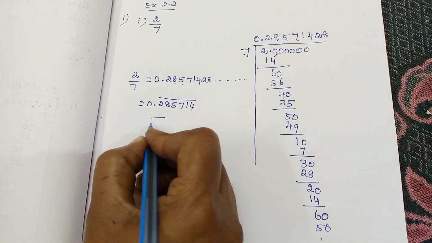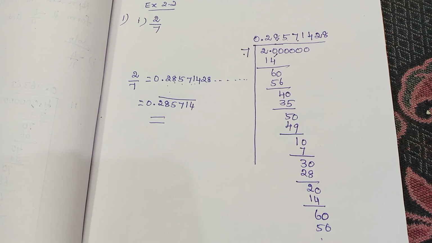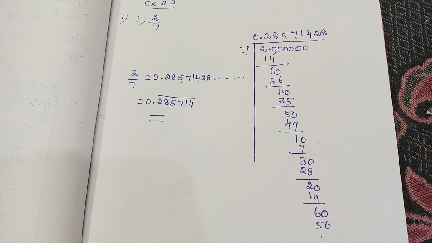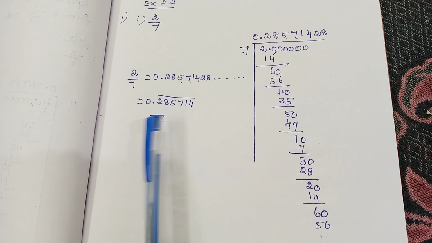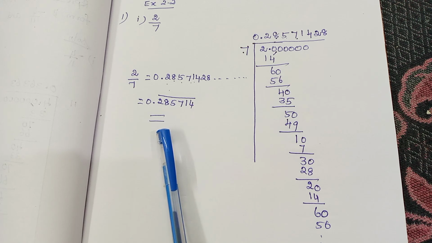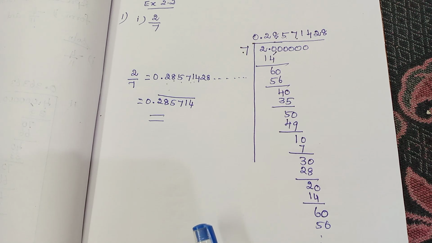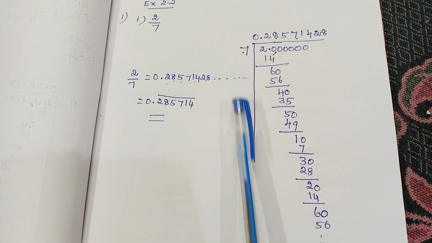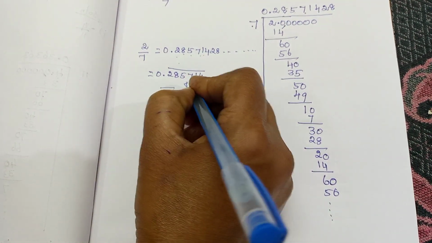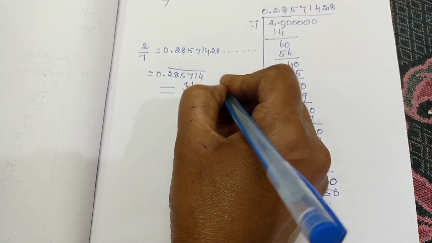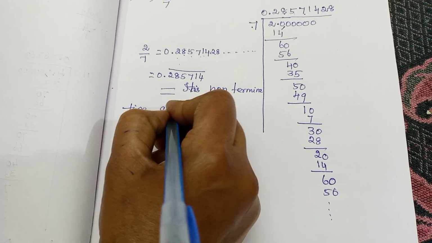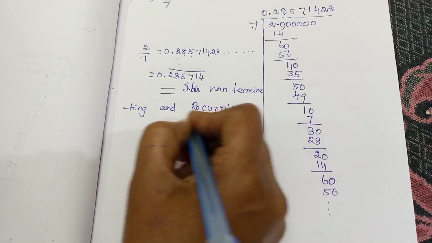Understand, students? The question asked us to express the rational number in decimal form, and this is the decimal form. They also asked to state the kind of decimal expansion. Can you say what kind of decimal expansion it is? Is it recurring? Yes, repeating. So it is recurring, the same numbers are repeating. Is it terminating? No, there is no end. So it is non-terminating and recurring. Recurring means repeating. Understood, students?